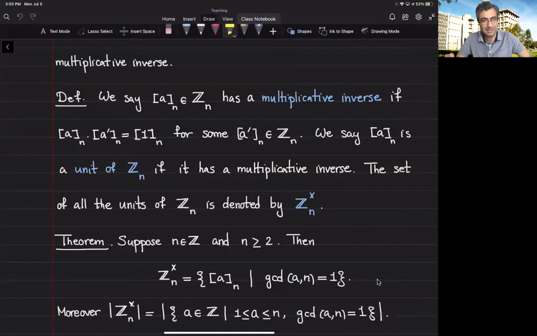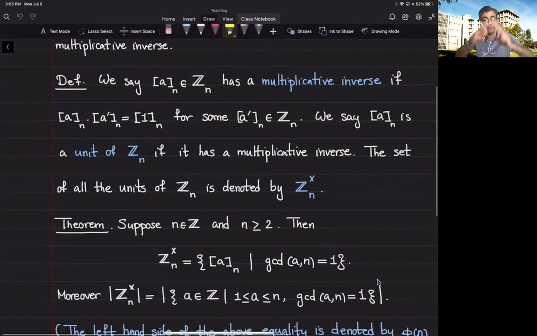Later in 103, in the next course, when you learn about ring theory, a system of numbers with addition and multiplication will be called a ring. That's why I called it the ring of integers modulo n. But in any case, if an element of Z sub n has a multiplicative inverse in this sense, we also call it a unit. The set of all the units of Z sub n is denoted by Z sub n sub cross. Cross is supposed to remind us that it has a multiplicative inverse.